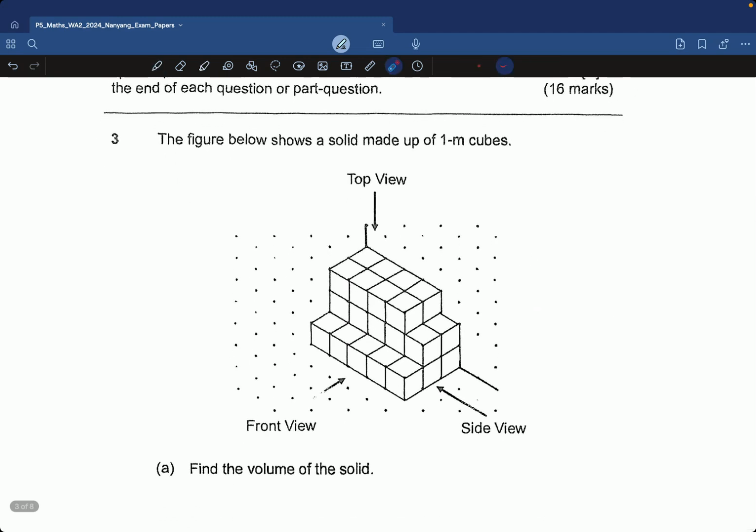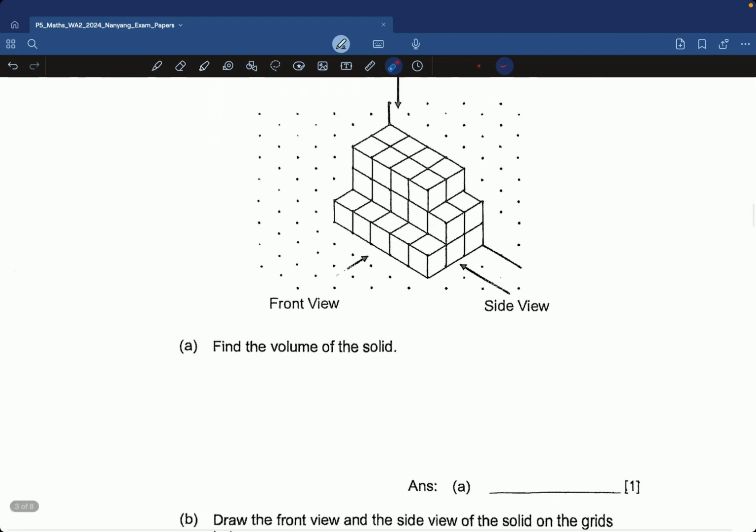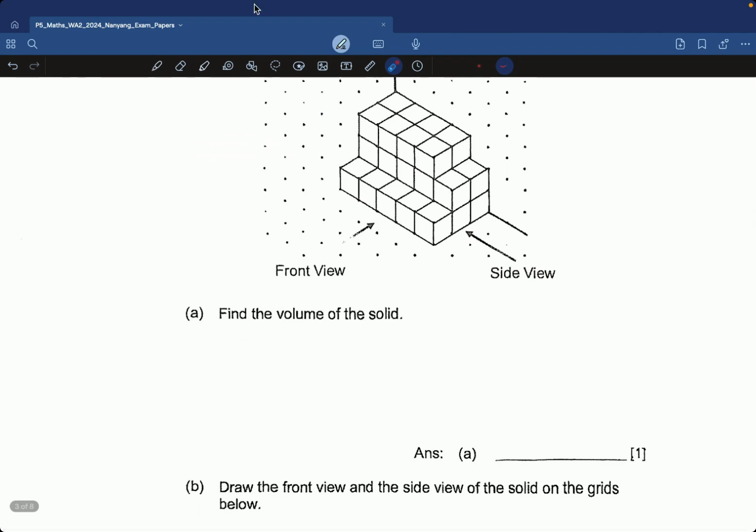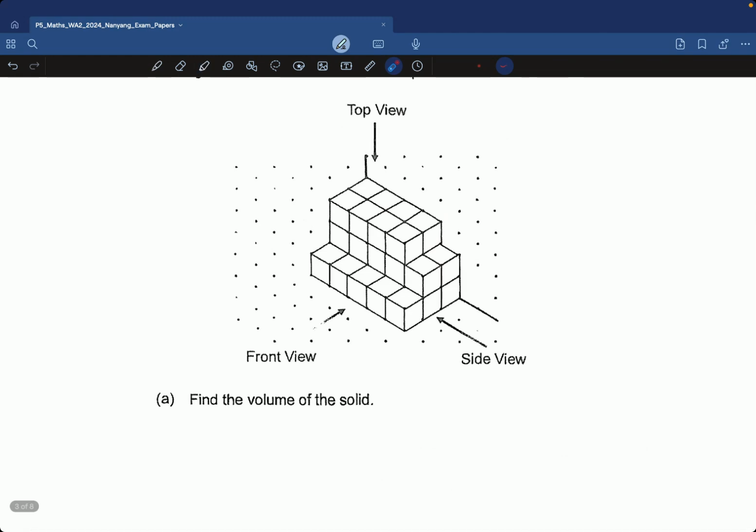Right, the figure below shows a solid made out of 1 centimeter cube. Find the volume of the solid in this case. So let's look at the cubes over here. So thing is that there's actually 3 layers. So the first layer, right? So this first layer, we have the second layer over here, and we have the third layer over here, right? So we can actually count it.